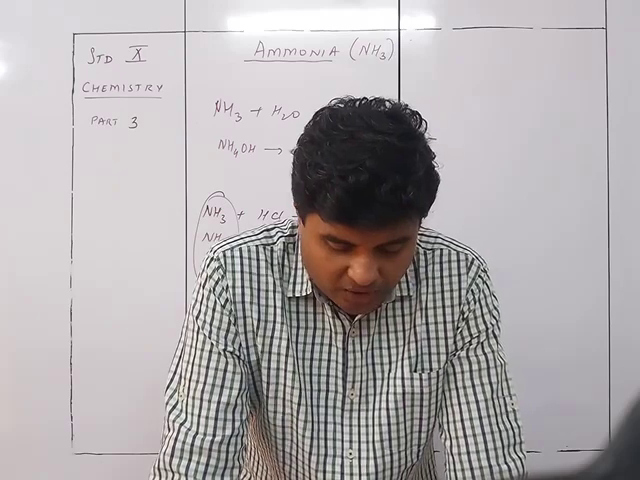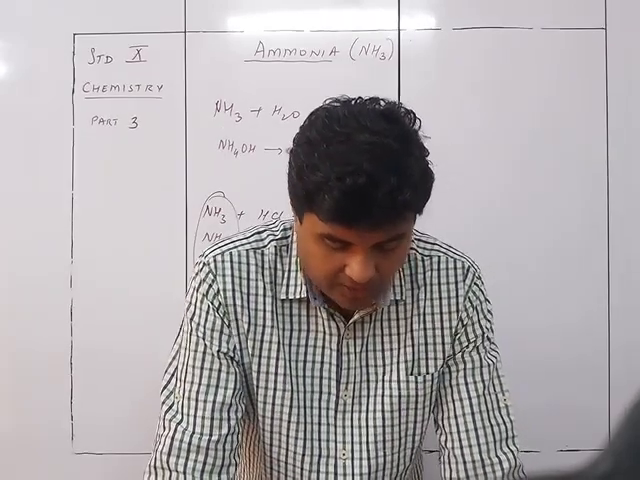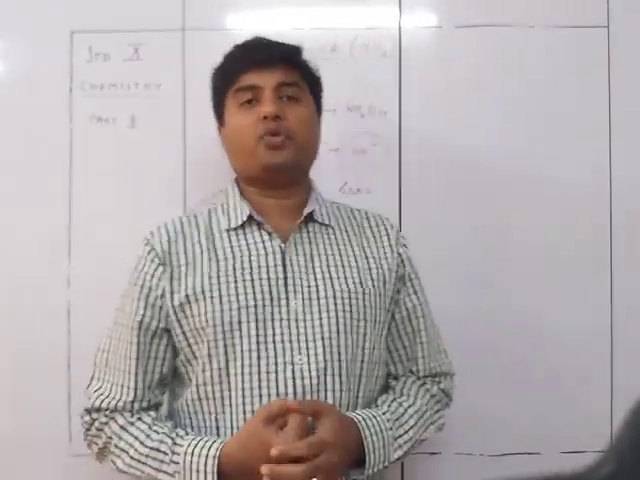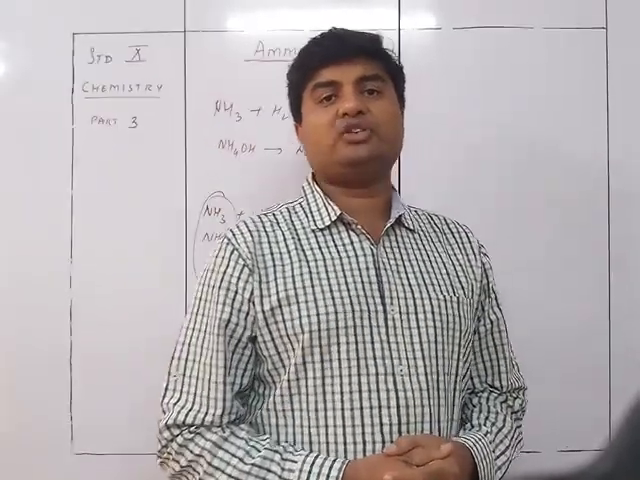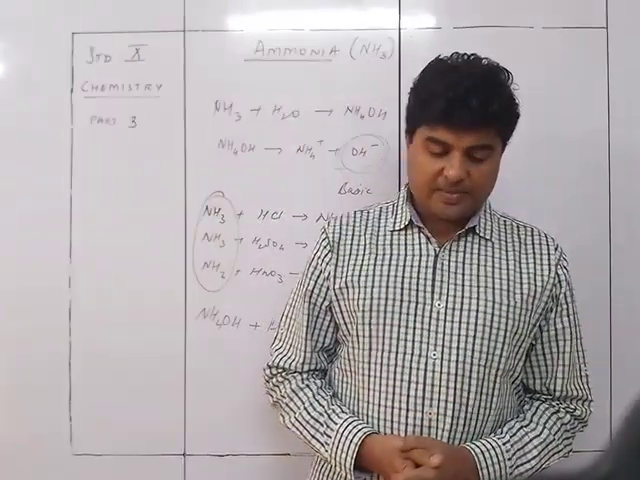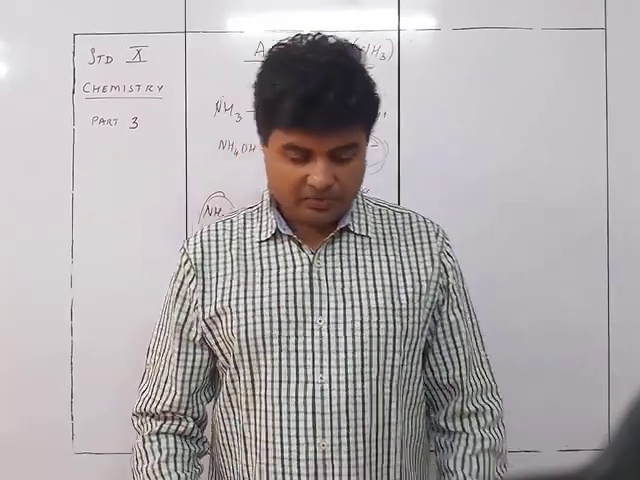Ammonium chloride is an ammonium salt which undergoes thermal dissociation. NH4Cl gives NH3 plus HCl. So NH3 plus HCl is a reversible reaction giving NH4Cl.